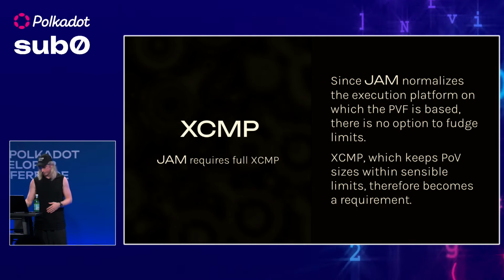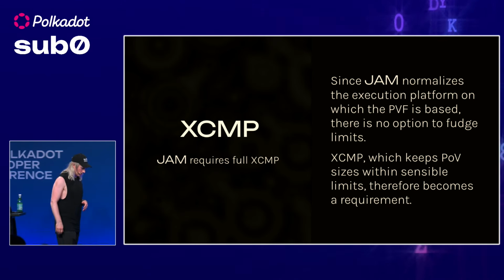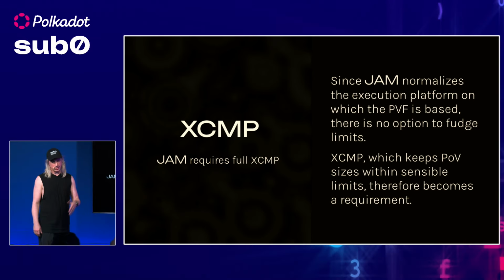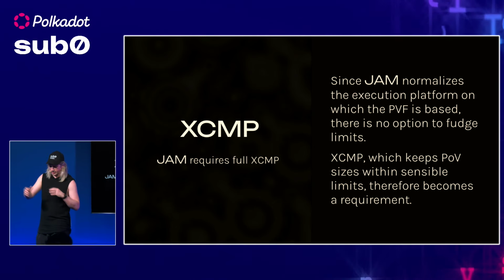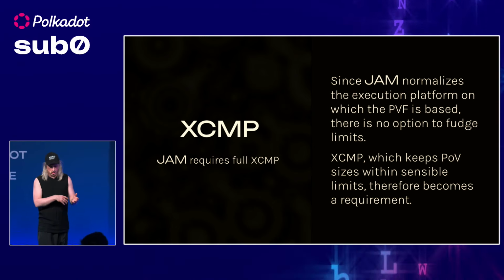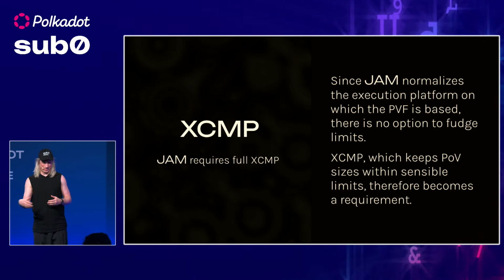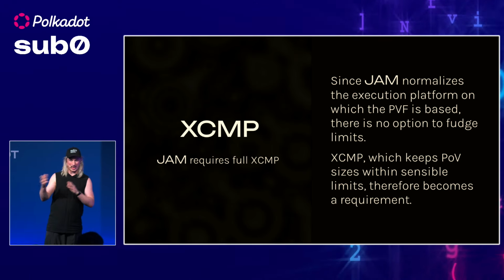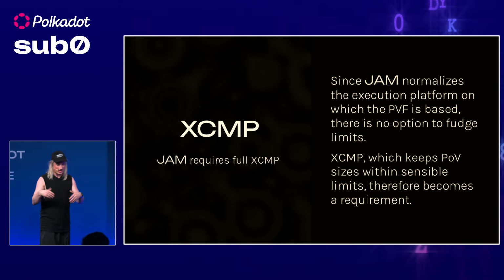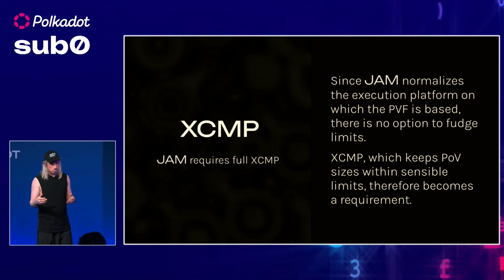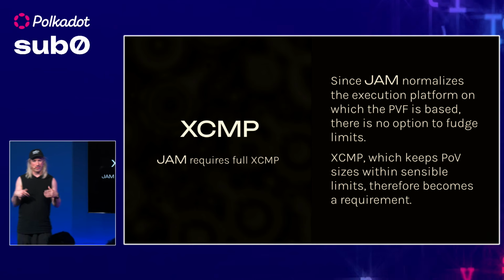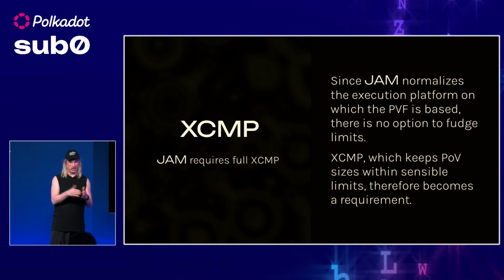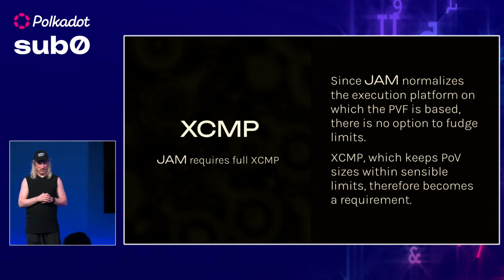Yeah. All right. Next thing, XCMP. So Jam, as I mentioned before, it requires full XCMP. Why? Well, because we kind of fudge things a bit on the relay chain. We allow more data to be passed in via a candidate receipt than would make sense if all parachains passed in all of that data all of the time.